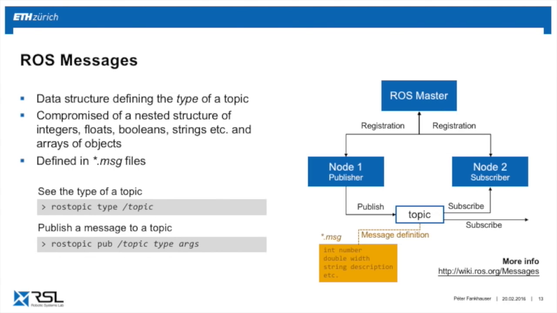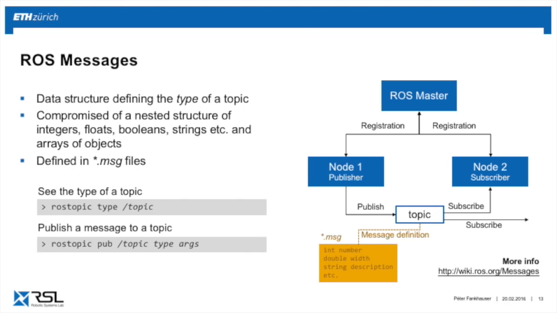Now on these ROS topics, the nodes publish messages. Essentially the message defines the data structure of the information that flows from one node to the others. It's comprised of simple types such as integers, floats, booleans, strings, etc., and also arrays of these objects. And they can be nested, so one message can be included in the other one, and we'll see an example in a second.